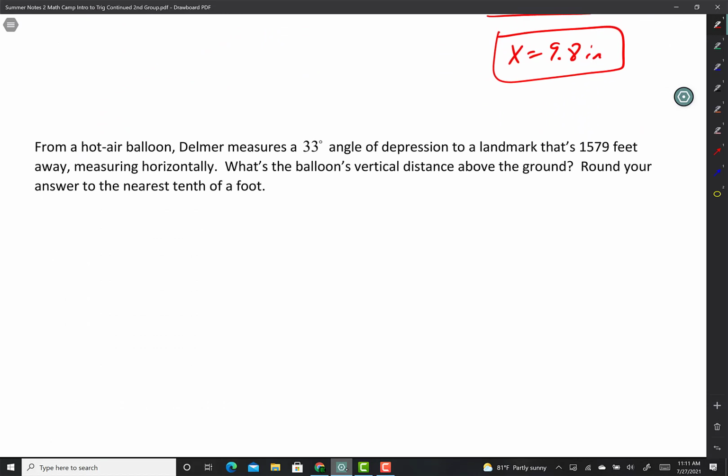From a hot air balloon, Delmer measures a 33-degree angle of depression to a landmark that's 1,579 feet away, measuring horizontally. What's the balloon's vertical distance above the ground? Round your answer to the nearest tenth of a foot.